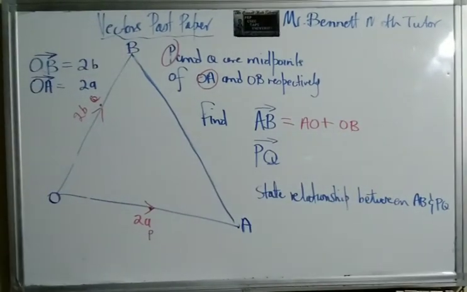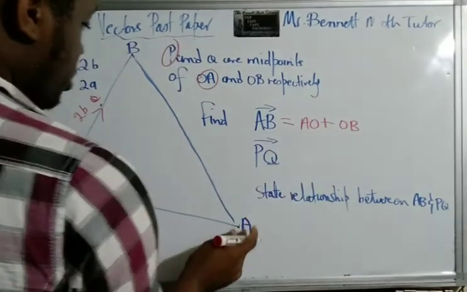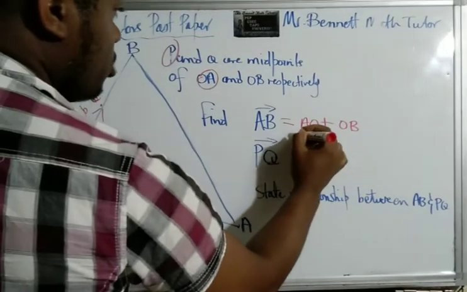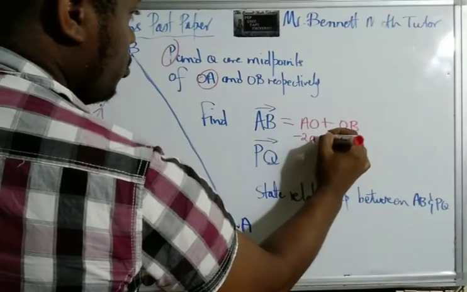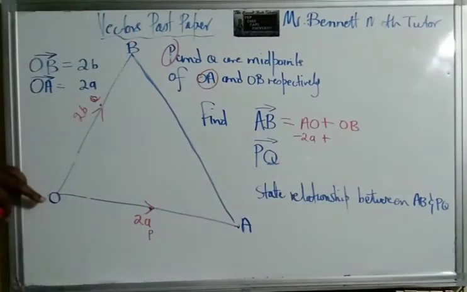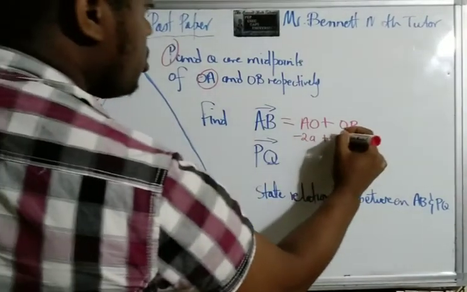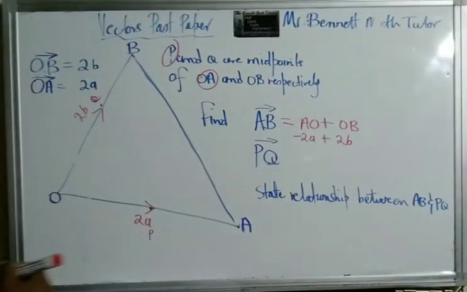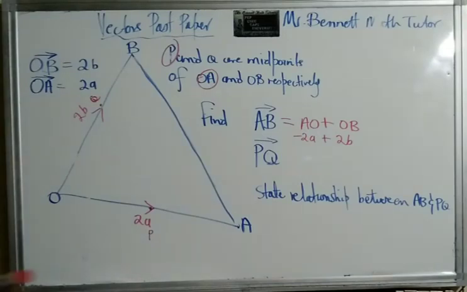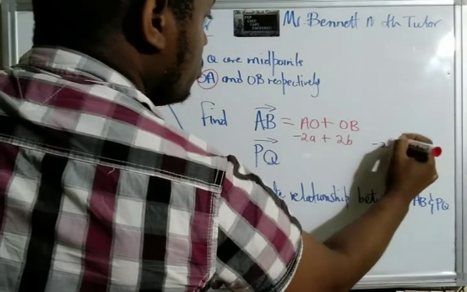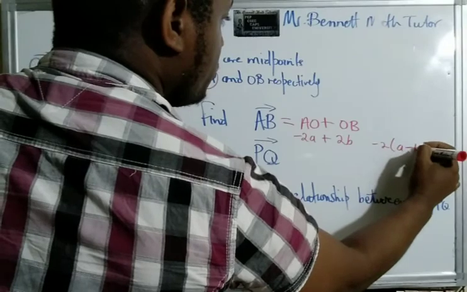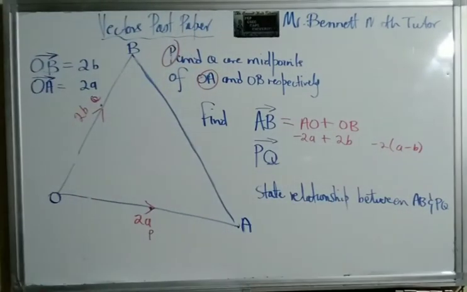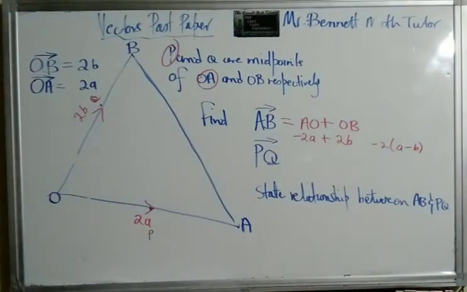Now, as we have established earlier, once we are going against the arrow, it's negative. So the size of this is 2a. Because we're going against the arrow, it will be negative 2a. We're going with the arrow now, so it will be plus 2b. So that will be our answer. Or if you want, you can factor out the negative 2, and then it will be a minus b. Whichever way you prefer.